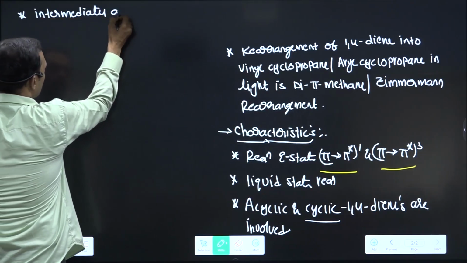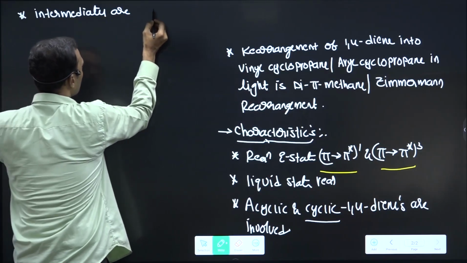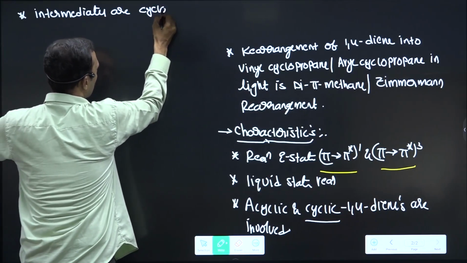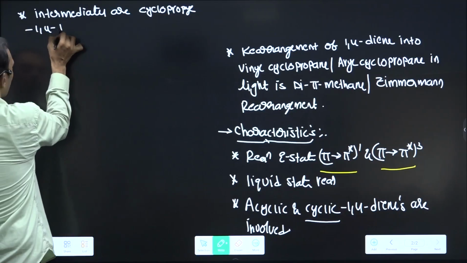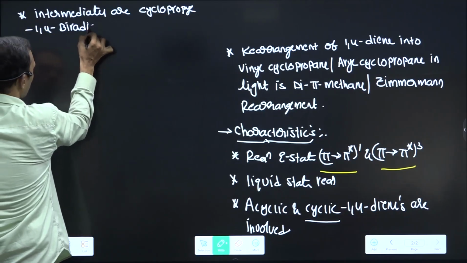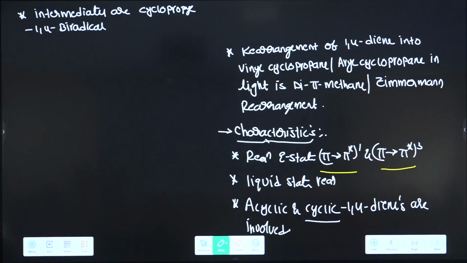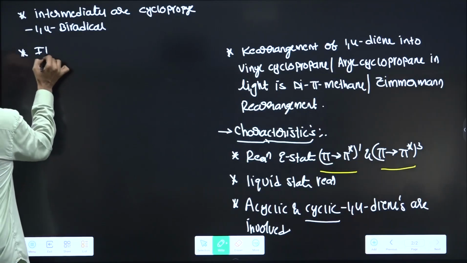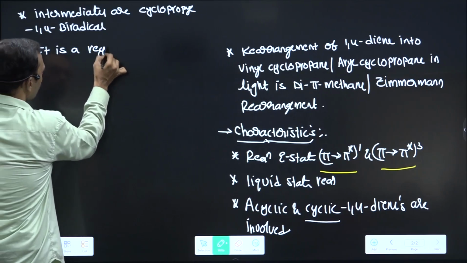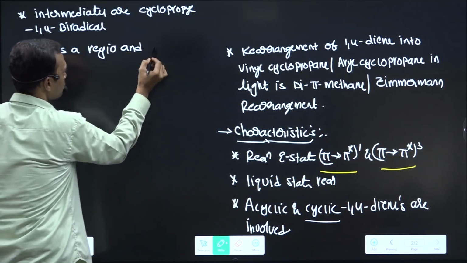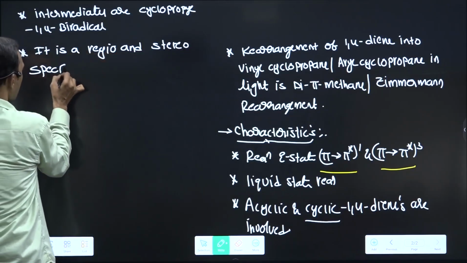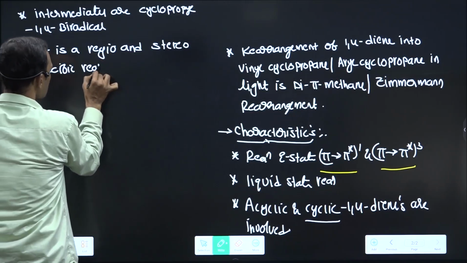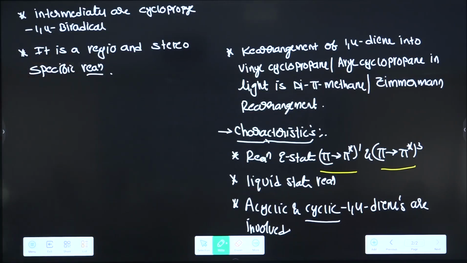So in this one, intermediates are cyclopropyl 1,4 biradical. And especially see, it is a regio and stereo selective reaction. Regio and stereo specific reaction. Regio specific or stereo specific.